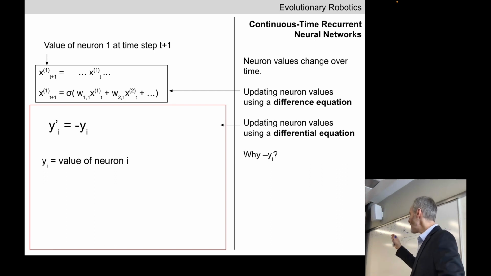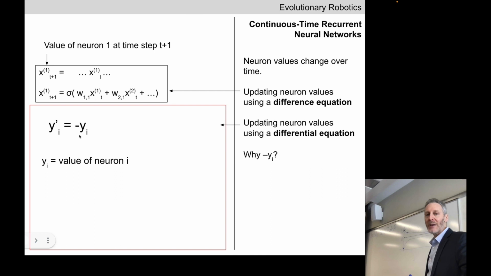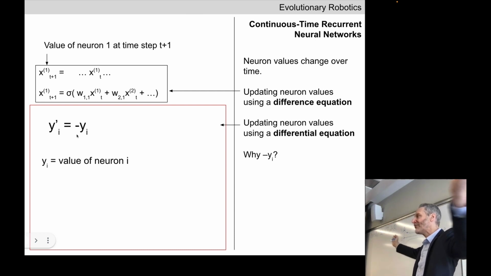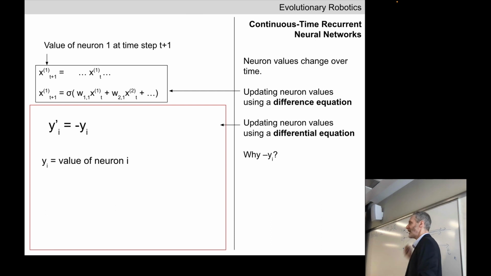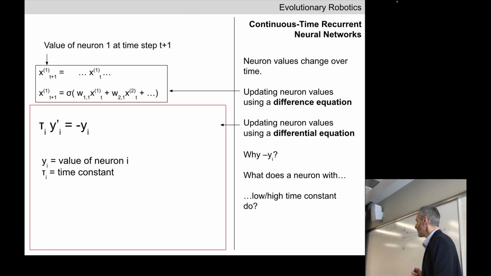Yeah? Just a reminder, we're looking at one differential equation, but we have 20 or maybe 200 of them in the CTRNN. They might all have different values at any given point in time, but all of them have the same form. They all have the same differential equation form. They all have minus y sub i. So regardless of what value they all have, they're all gradually decaying back towards 0. Yeah? Okay. Let's add another detail.